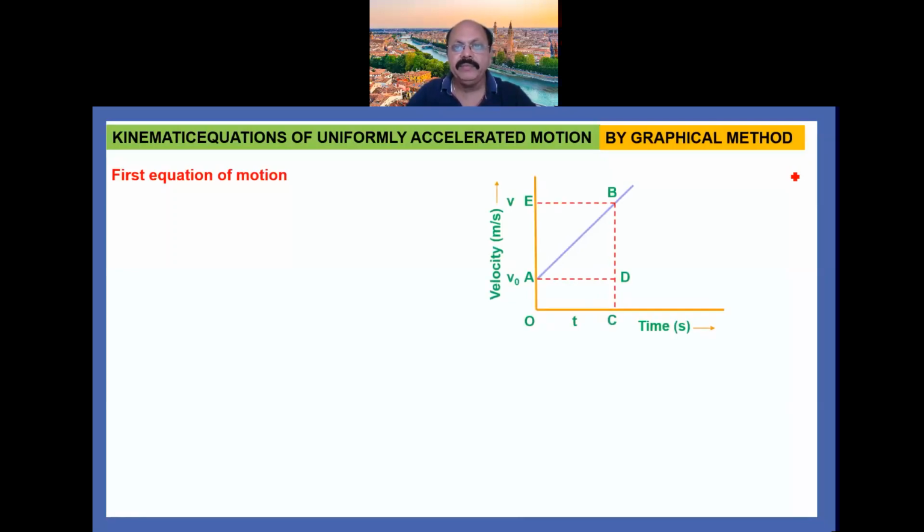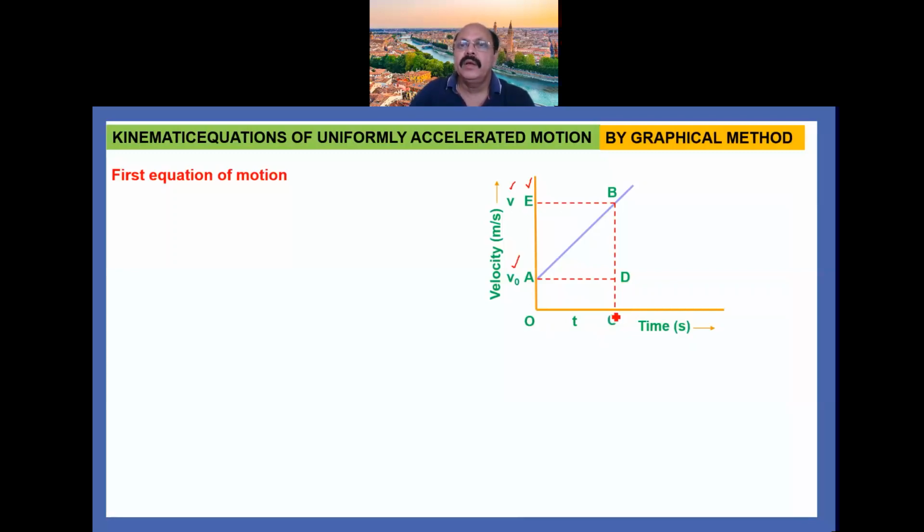Then we plot a graph between the velocity and time. The velocity is taken onto the y-axis and time is taken onto the x-axis. There are certain points onto the velocity axis as well as onto the time axis. You see here, the point O is the origin, point A represents the initial velocity V naught, point E represents the final velocity V, and on the time axis at point O time t equal to 0, at point C time t equal to t, so OC equal to t.